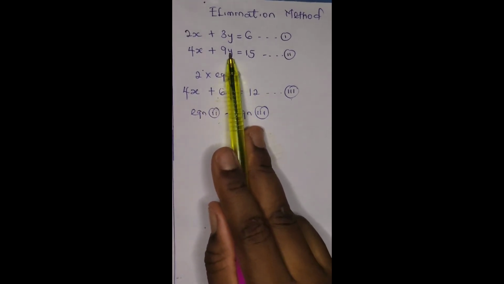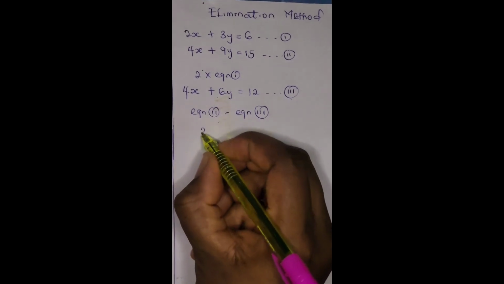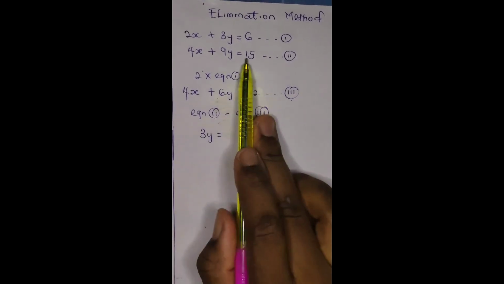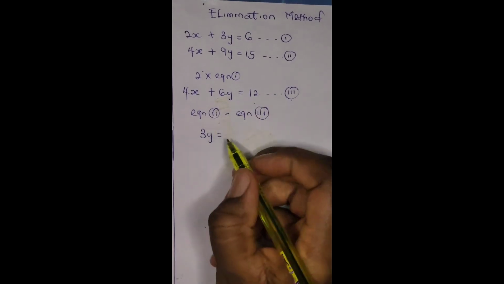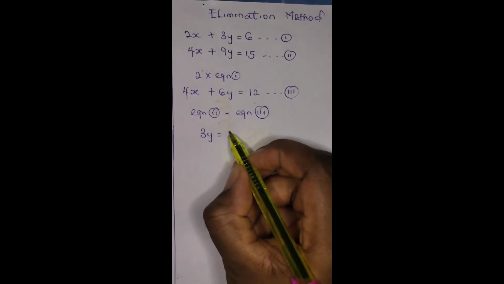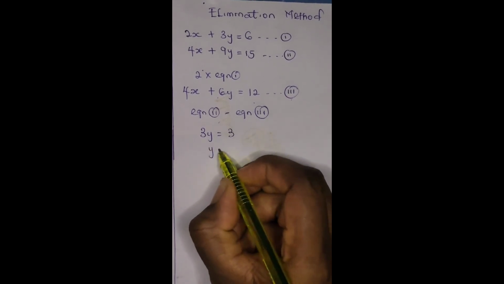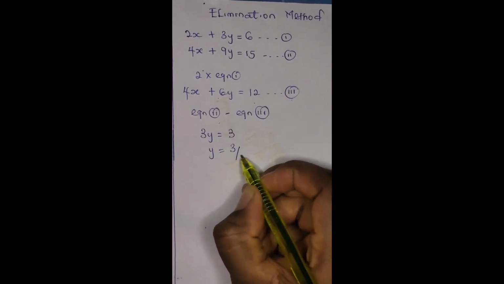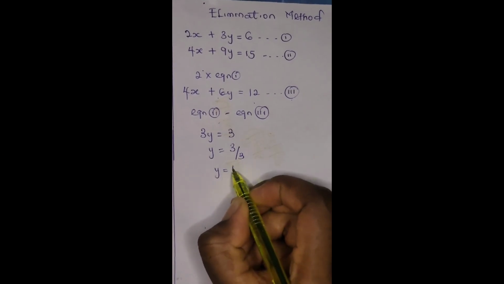Then we now have 9y minus 6y, which will give us 3y equal to 15 minus 12, which will then give us 3. That means y will now become 3 over 3. Y is equal to 1.